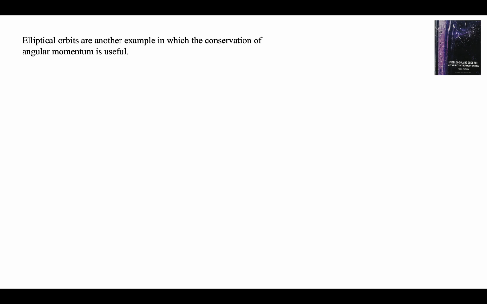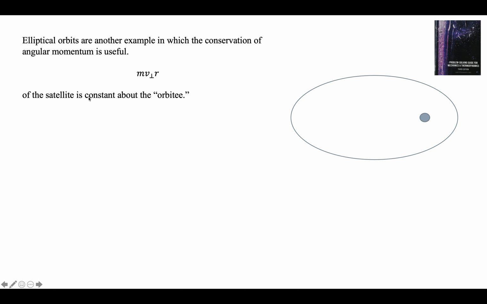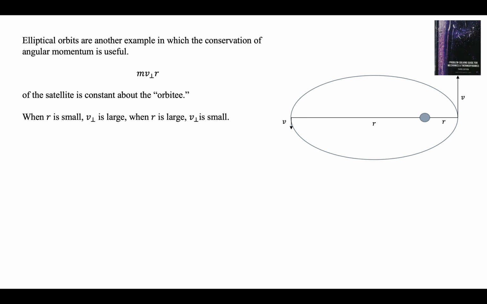Elliptical orbits: satellites going around planets, planets going around suns, asteroids going around planets. This concept's useful. mv perpendicular r is constant throughout the whole orbit of the satellite. mvr of the satellite is constant. Here's a planet. If you're close to the planet, you can have a high speed. r is small, v is big. If you're far away from the planet, you can have a small v. mvr perpendicular is the same all the way around.